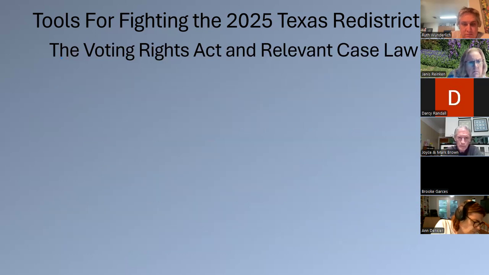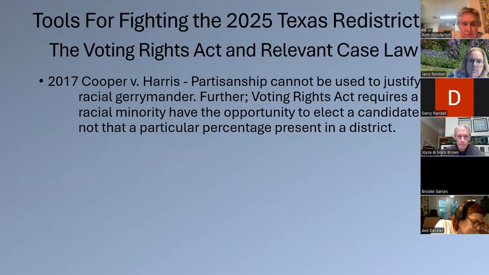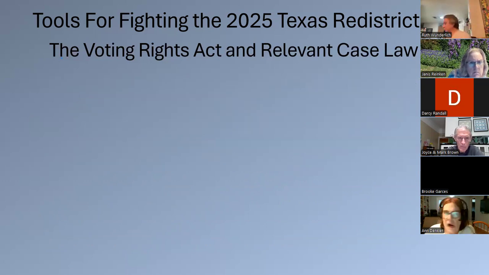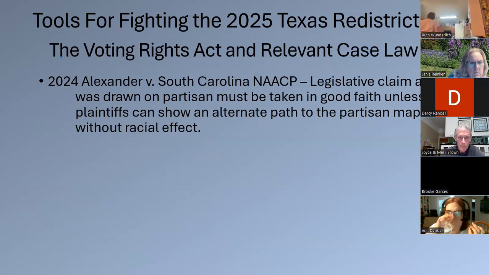I bring up Cooper v. Harris, which said partisanship cannot be used to justify a racial gerrymander. Good luck, Texas. And I mentioned Allen v. Milligan again, which is the Supreme Court reaffirming all these other cases. I talked about Alexander, South Carolina. These are cases that don't quite go in their favor. And then, of course, Petteway v. Galveston County, which is what they're using as the legal basis of this. And I've already talked about why that's not valid.